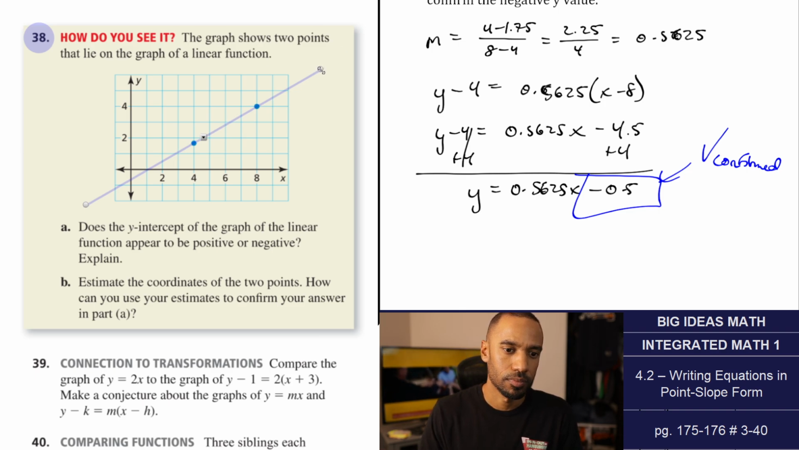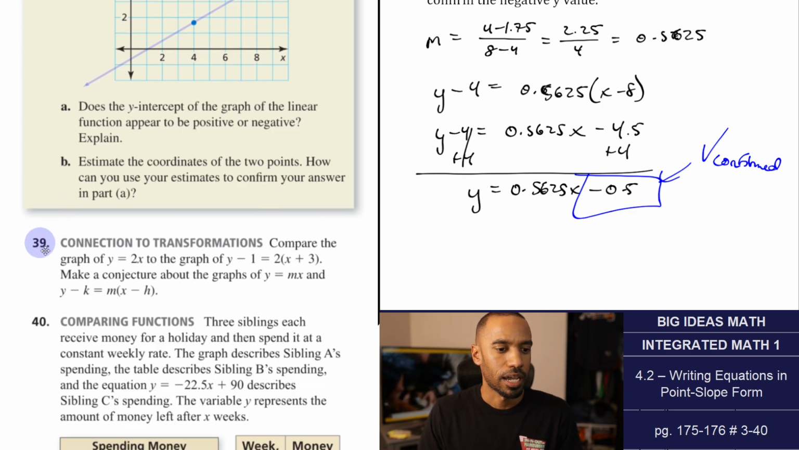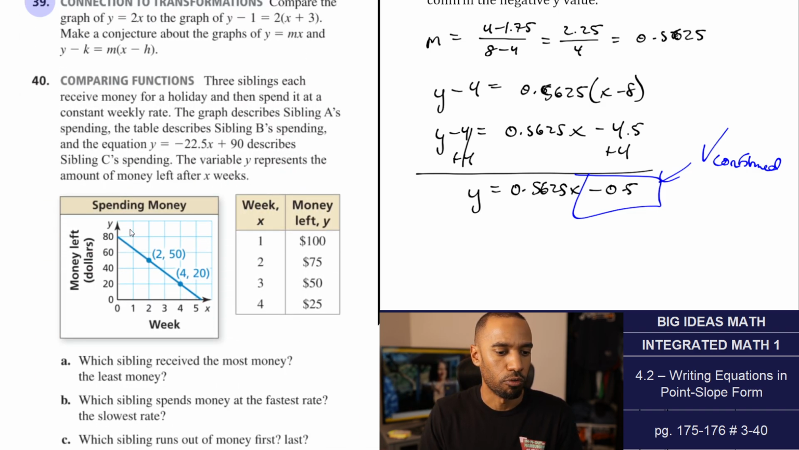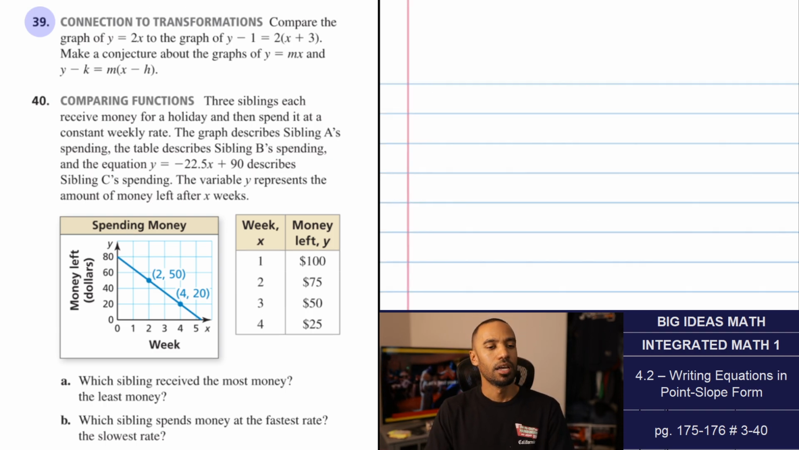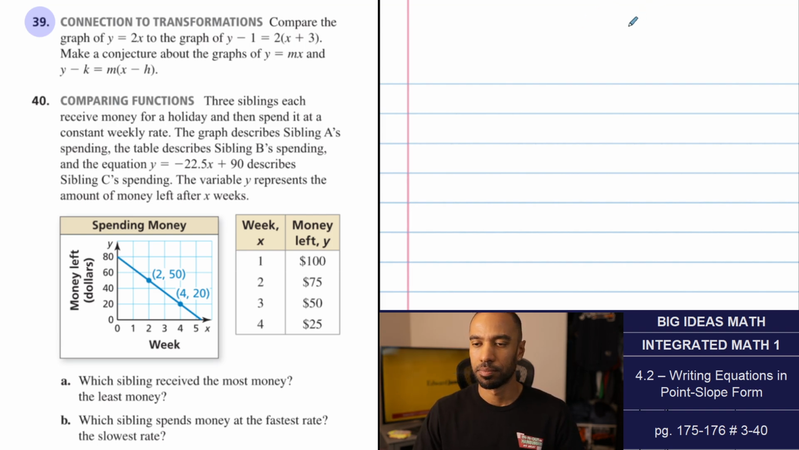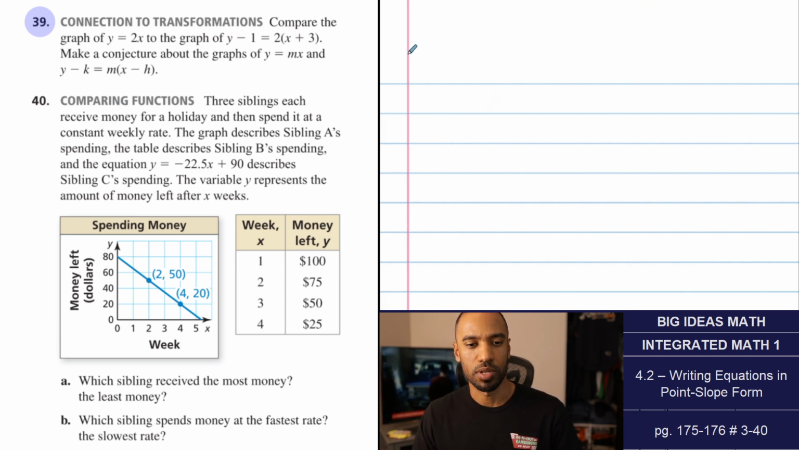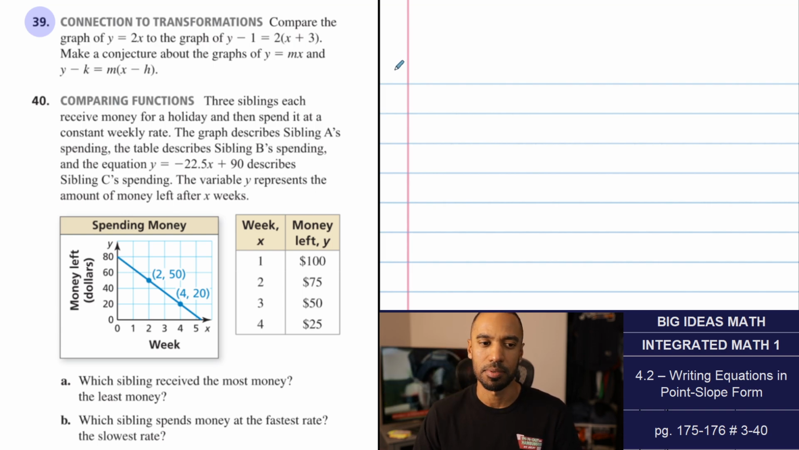Okay, guys. Let's go to number 39, two more questions. Number 40 is big. Connection to transformations. Compare the graph of y equals 2x to the graph of y minus 1 equals 2 times x plus 3. Make a conjecture about the graphs of y equals mx and y minus k equals m times x minus h. Okay, so 39.